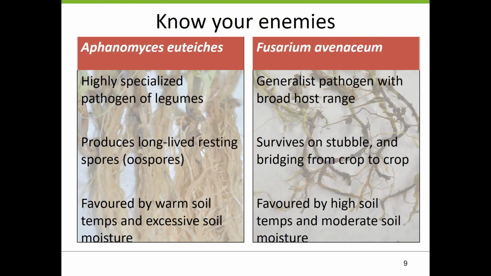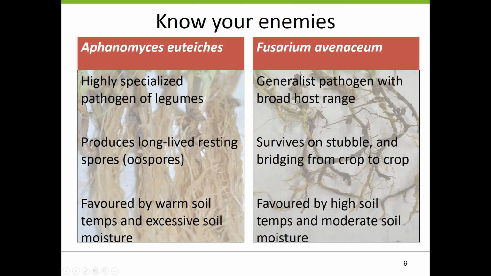And so just a quick summary of knowing these pathogens and what the difference is between these pathogens. When we look at Aphanomyces, some of its key characteristics is that it's a highly specialized pathogen of legumes. And if we compare that to Fusarium, and one of the species that we find most frequently, Fusarium avenaceum, this is a generalist pathogen and has a very broad host range. So it can't just infect legumes, it can infect a number of other crops.